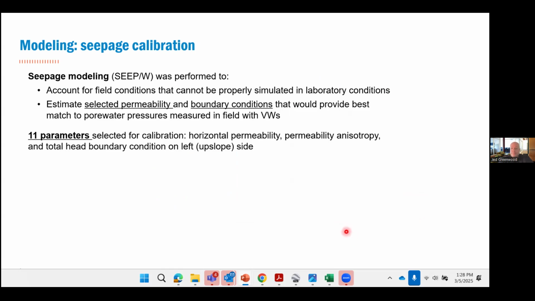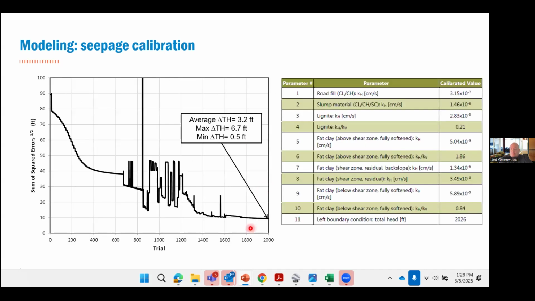And there were 11 parameters that we used for the calibration. So mostly horizontal permeability, but also some anisotropy. And then the total head boundary condition on the left side of the model. So what we're looking at here on the right is a table of those 11 parameters. These are the calibrated values for all the permeabilities, the anisotropies, and then here's the total head boundary condition down here at the bottom.